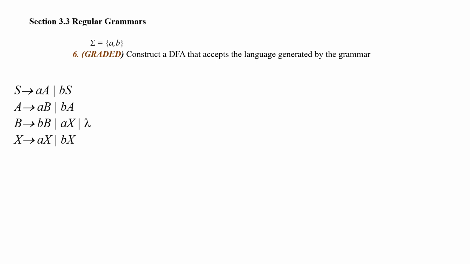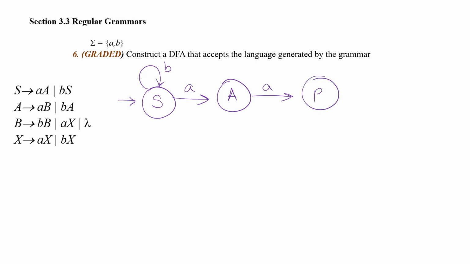All right, last question. This one is graded, so it needs to be a DFA. So let's get started. We start here, S. With an A, we're going to go to A. With a B, we're going to stay here in S. From A, with an A, we're going to go to B. And with a B, we're going to stay here in A. From B, with a B, we're going to stay here in B. And with an A, we're going to go to X.